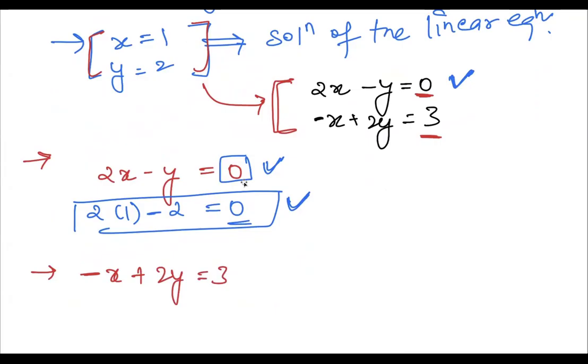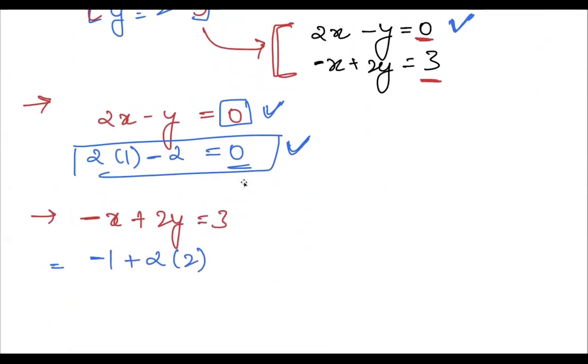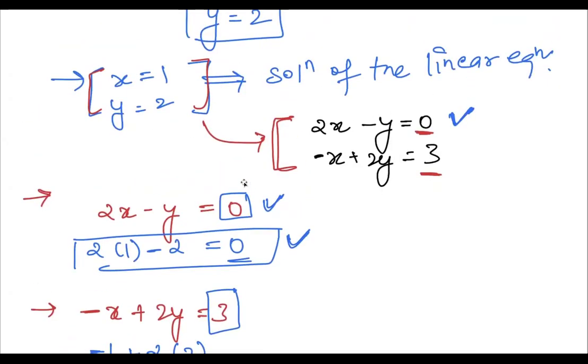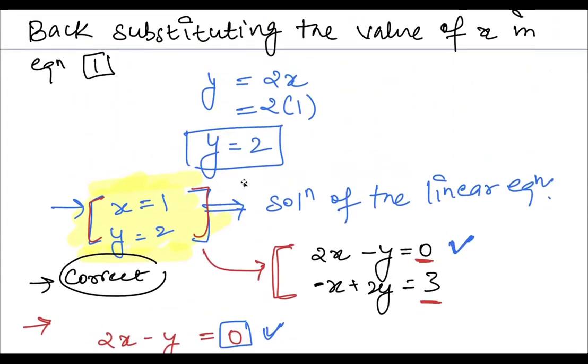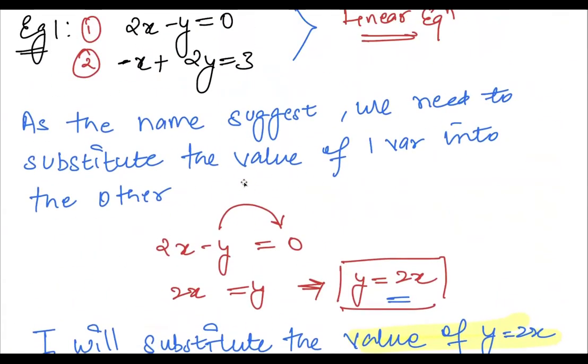Now, x is 1, so I'll write minus 1 plus 2 times y, which is 2. So eventually what will this give me? Minus 1 plus 4, which is 3, which is what we have here. So this basically means that these solutions are perfect. These solutions are correct. So what we are doing in substitution, let me revisit the concept again.